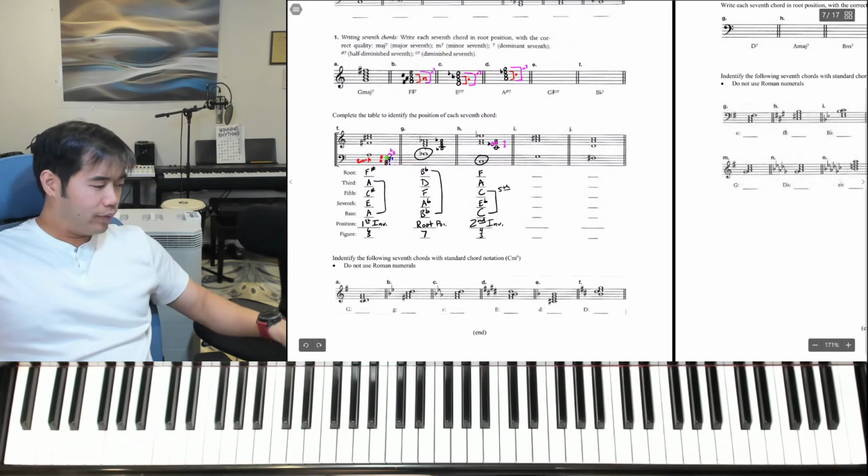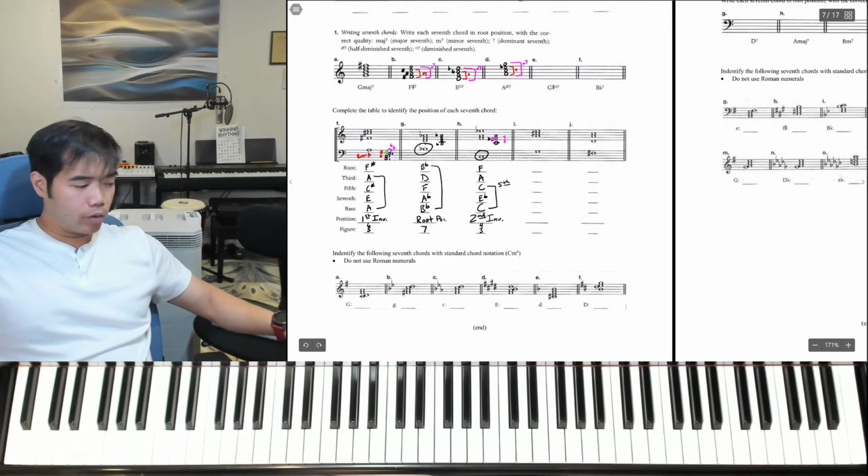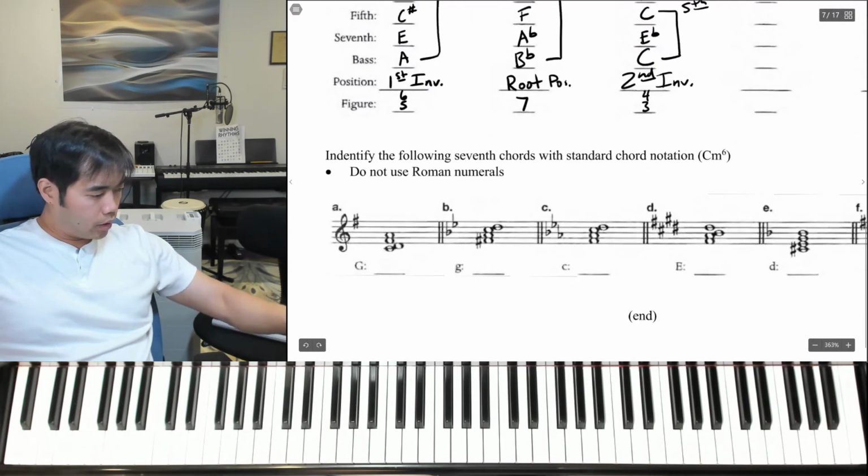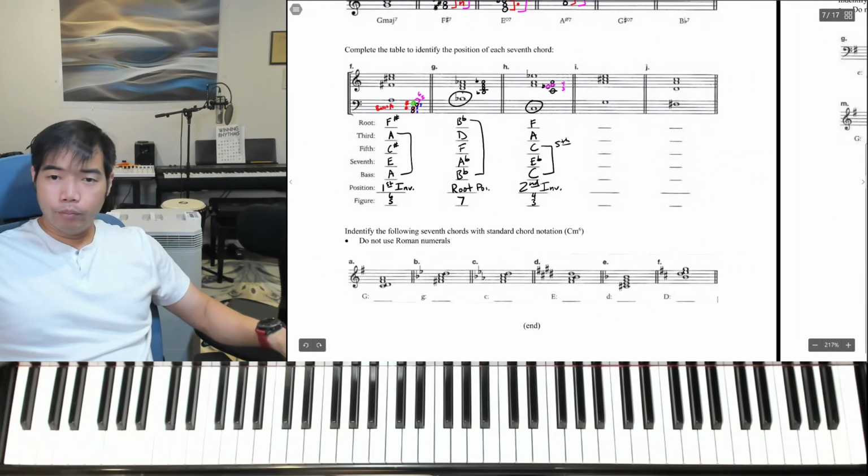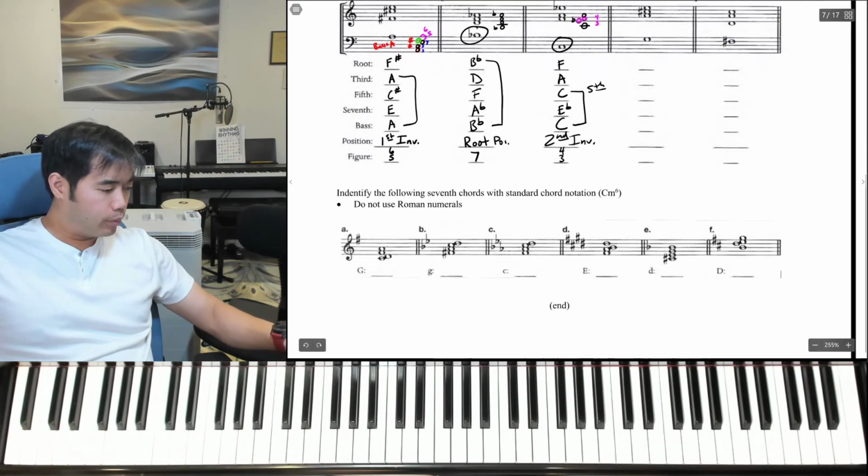All right, again, we did most of it together. Left a couple for you to do on your own. Okay, of course, you could always just print the sheet out again and try it from scratch if you want.